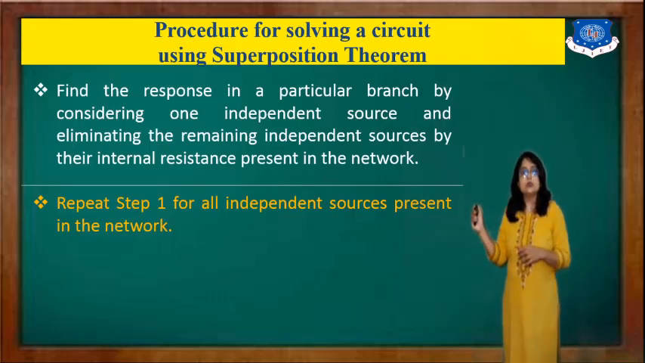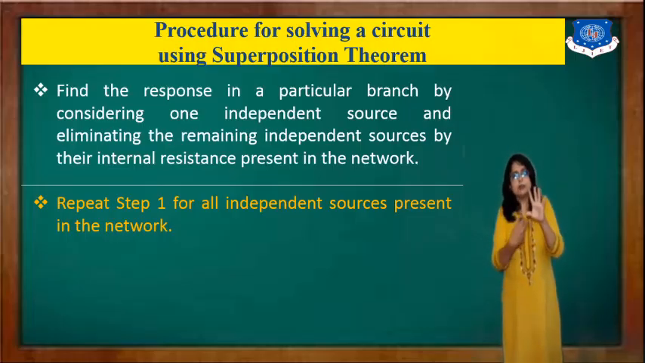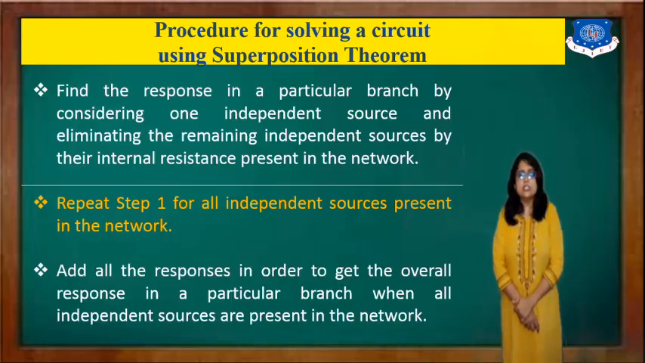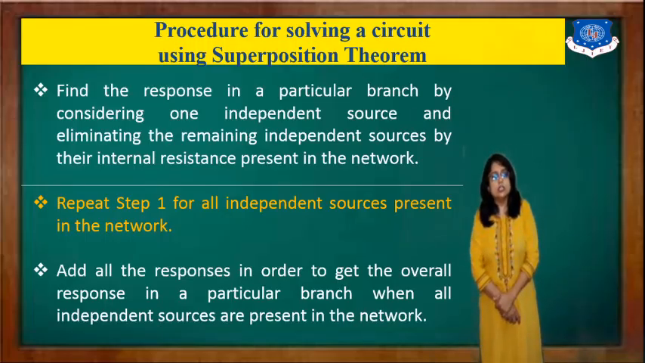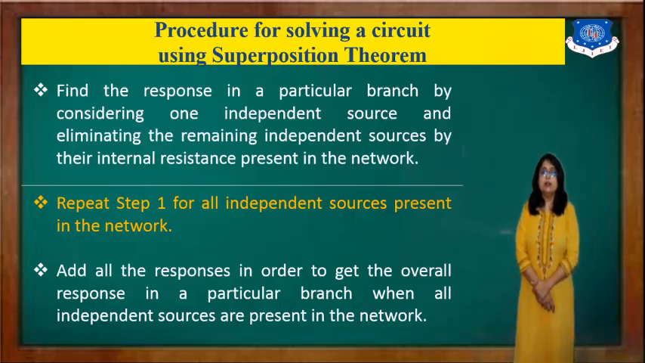Next, we have to repeat the procedure for each independent source present in the network. That means if I have 5 sources, I have to repeat this procedure 5 times, and then add all the responses to get the overall response in a particular branch, when all independent sources are present in the network.